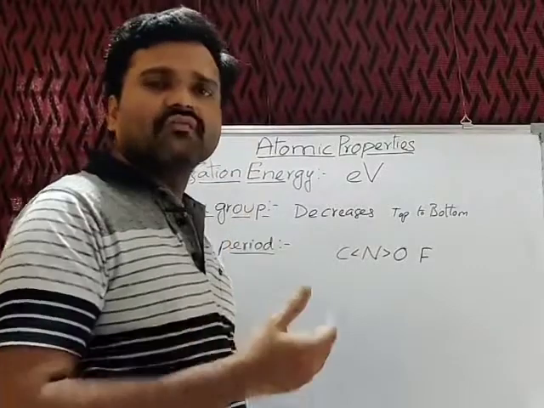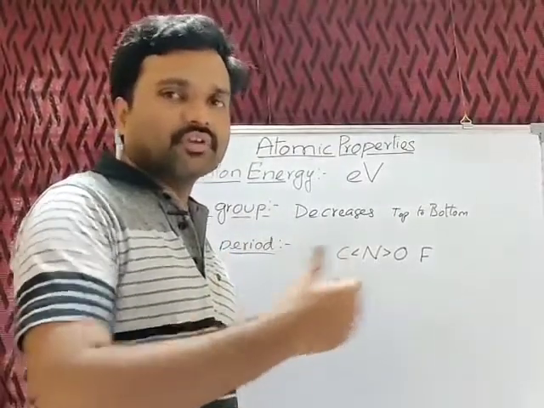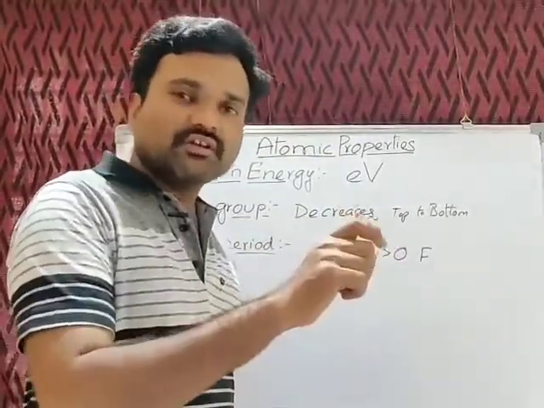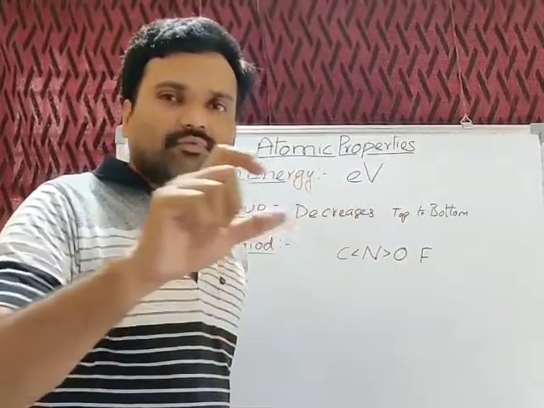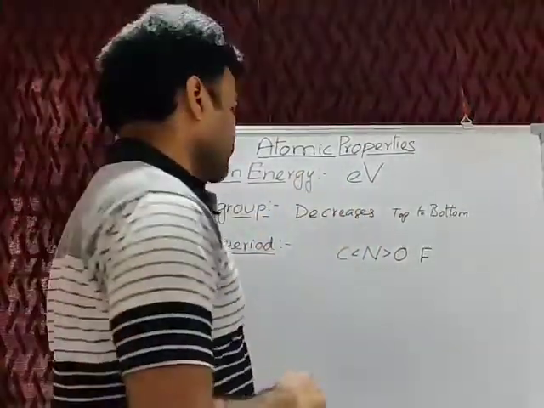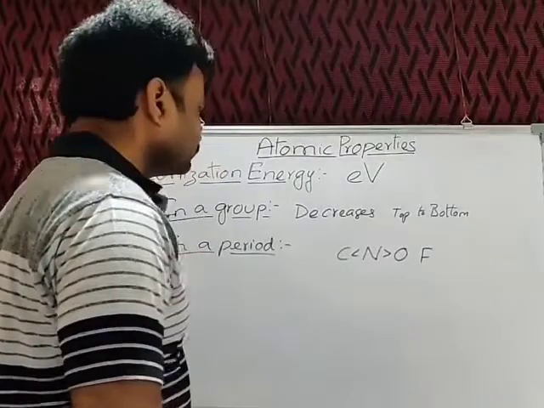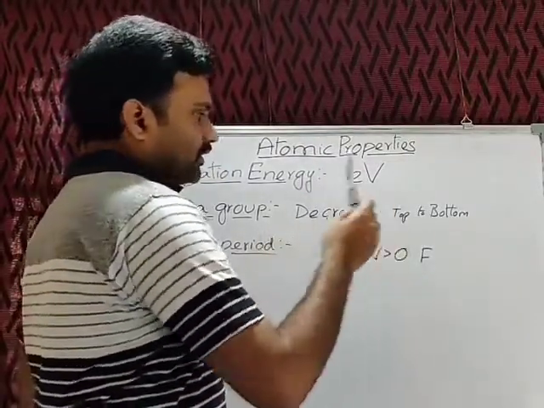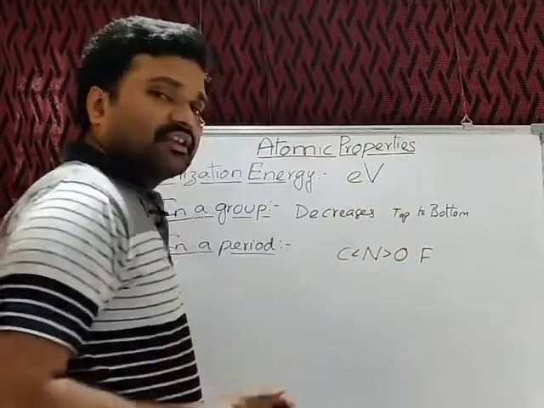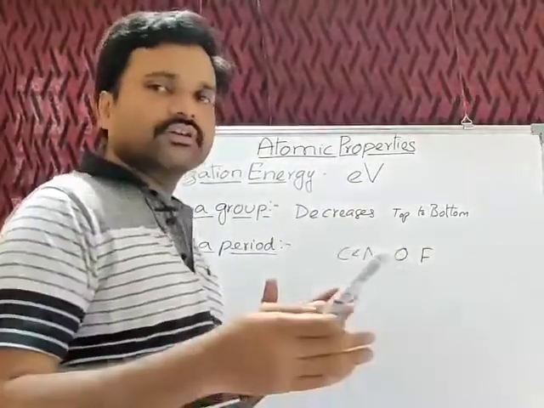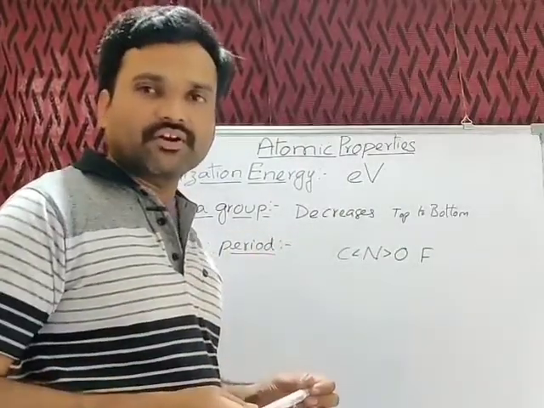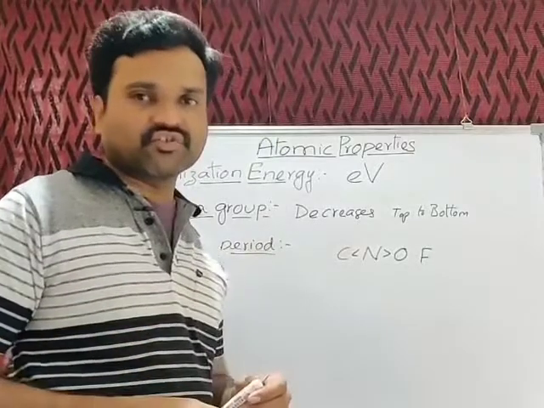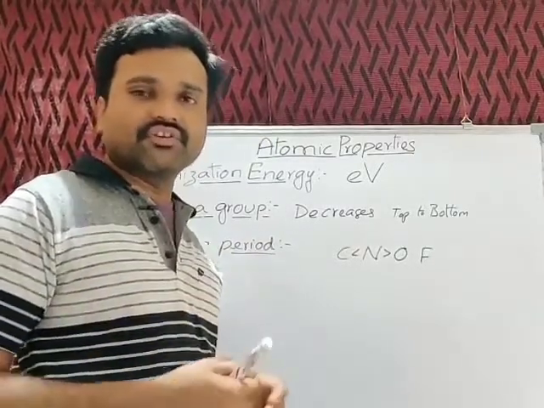In this way, ionization energy is not following any regular trend in the period from left to right. To say in general, as size decreases, it should increase. So this is about ionization energy. In a group from top to bottom, it decreases. In a period, in general, it should increase, but it is not following any regular trend because of some other external factors like electronic configurations and so on.